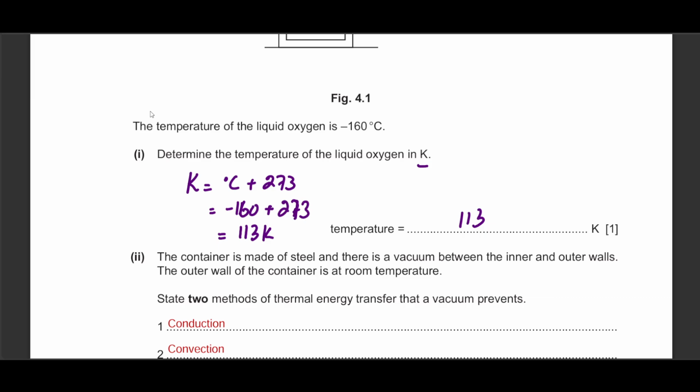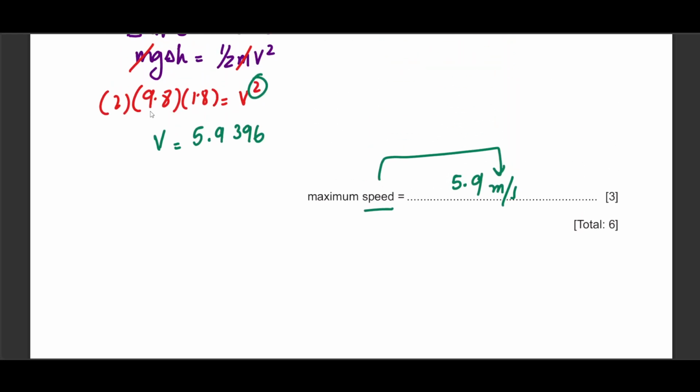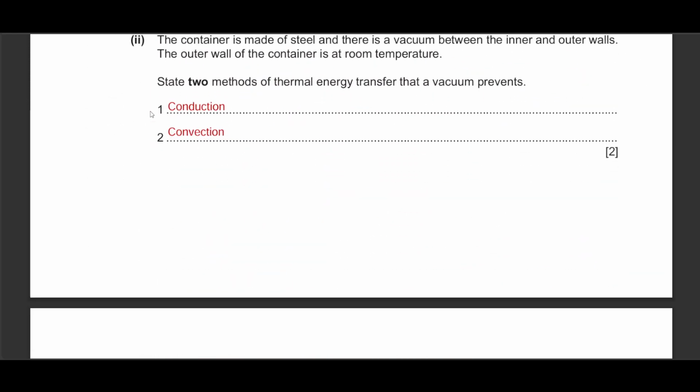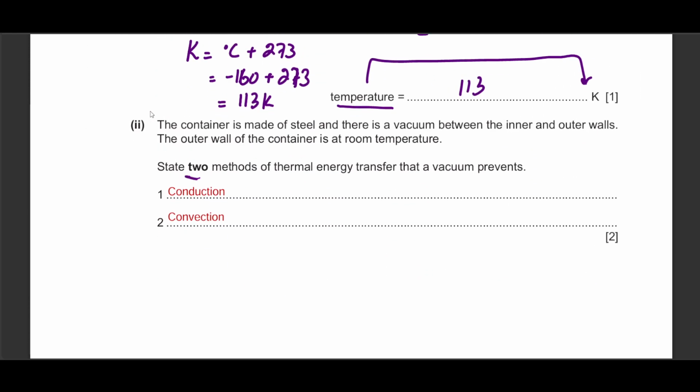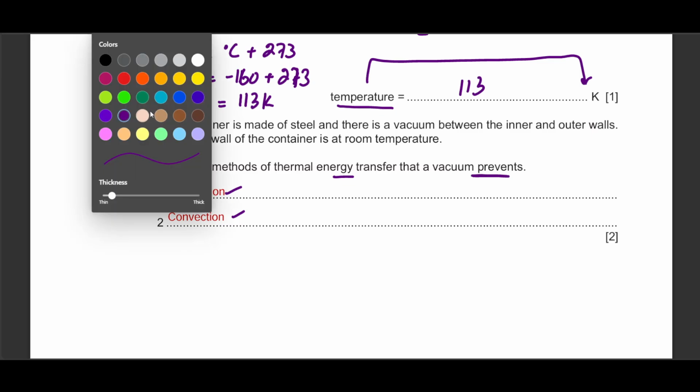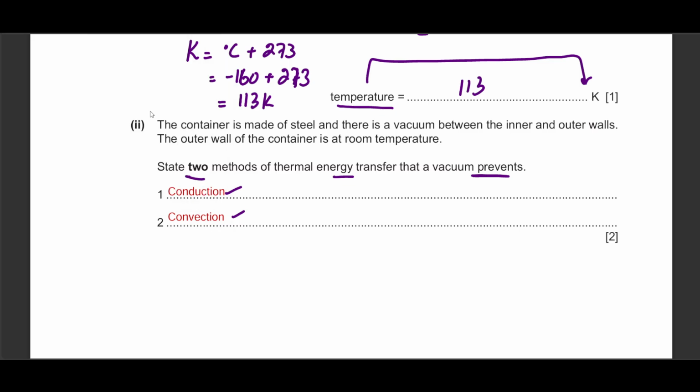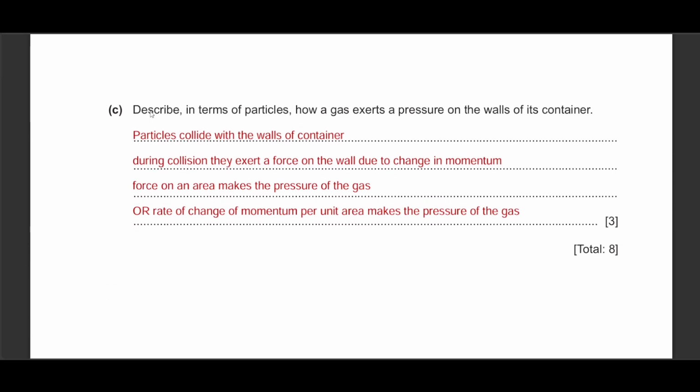Now notice that in some questions, for example, temperature in Kelvin is already given. But I would still advise you to keep an open eye, because in some questions you can see that the unit was not given, it was expected from you. So please be careful. It says, state two methods of thermal energy transfer that the vacuum prevents. So the vacuum prevents conduction and convection, because both of them need a medium, need contact between the transferring medium for this process to exchange thermal energy.